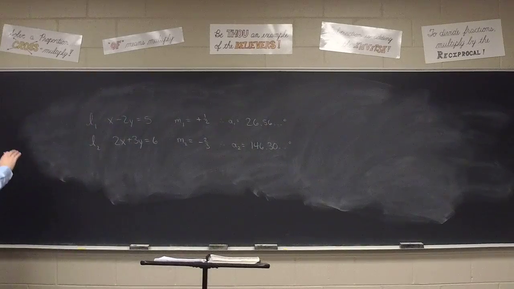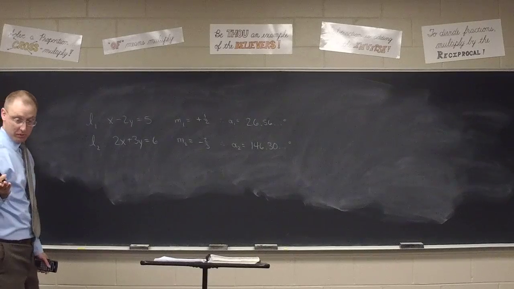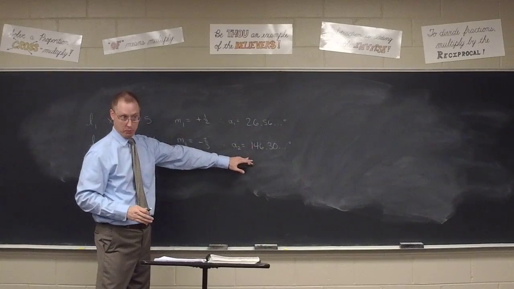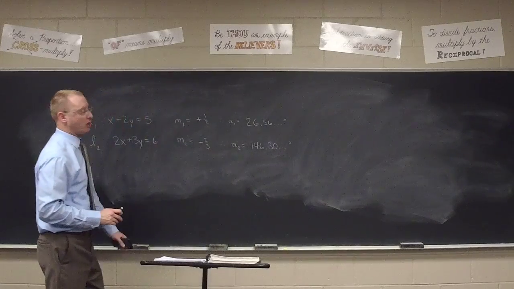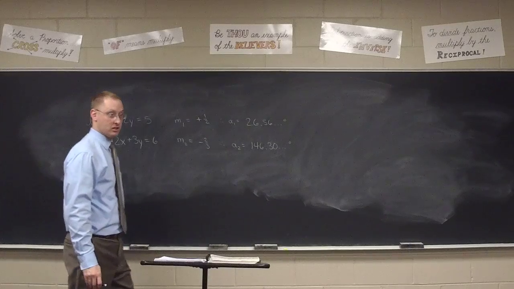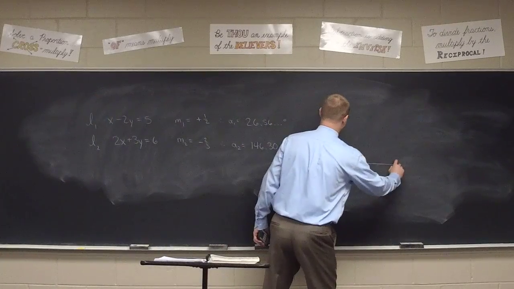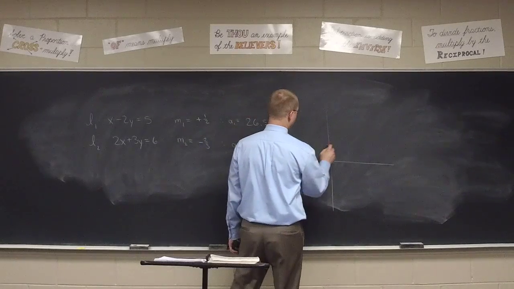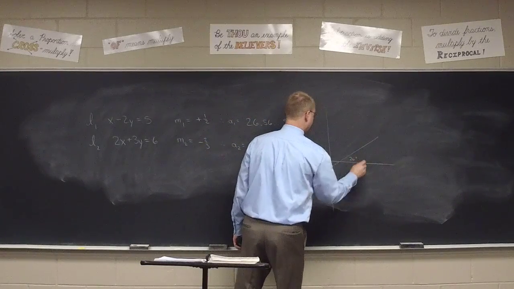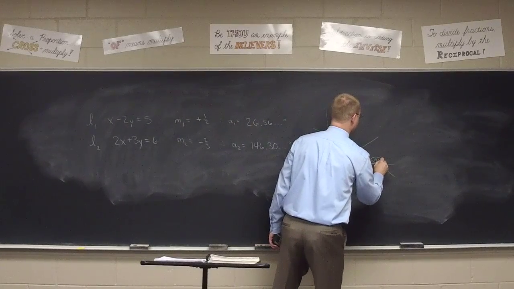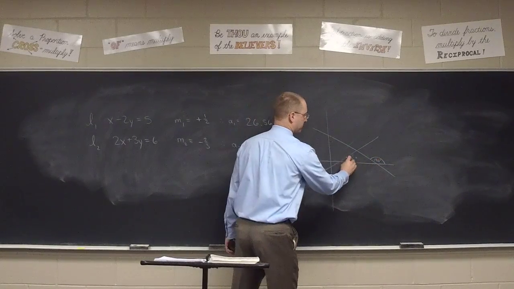All right, so line 1 has an angle of inclination of 26.56 degrees. Did we get that? And line 2, which is actually listed first, has an angle of inclination of 146.3 degrees. How do I find the angle between them? The easiest way is technically to just subtract them, but that's not going to give us the answer we want, so there's another way. We have our 26 degree angle and a 146 degree angle.